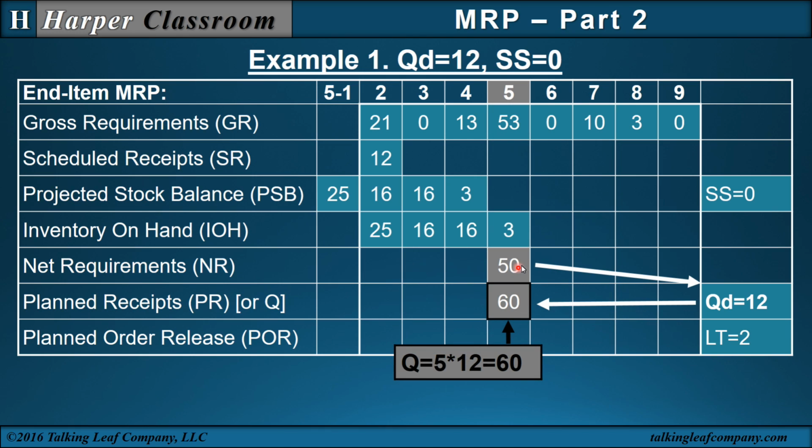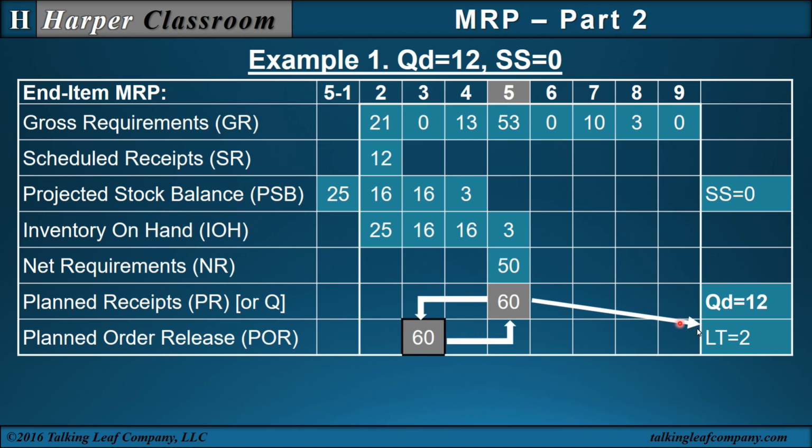I compare my net requirements with my lot size discipline, which is fixed at 12, which means I can only order in fixed lot sizes of 12, 24, 36, 48. But to cover this 50, I need 5 lots of 12, which is a lot size of 60. And so my Q, my lot size, is 60. I compare that lot size with my lead time, I come back to, and I have a planned order release of 60, which would generate a planned receipt of 60.